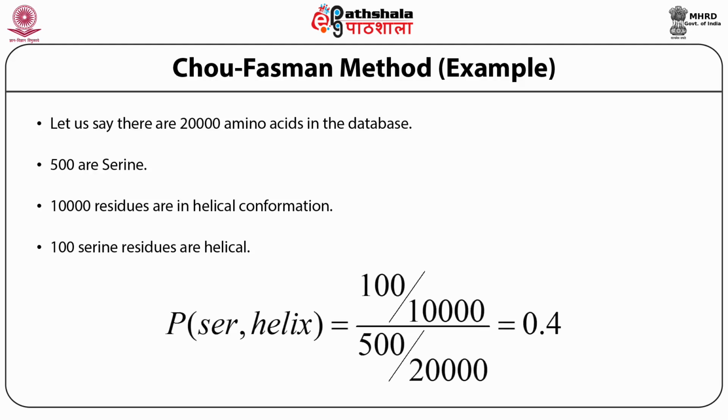So 100 by 10,000 divided by 500 by 20,000 gives you a serine propensity of 0.4. Now, given that we have calculated these propensities for the 20 amino acids, what we do now is that when we take our test sequence, we have to assign the secondary structure. How do we do this?